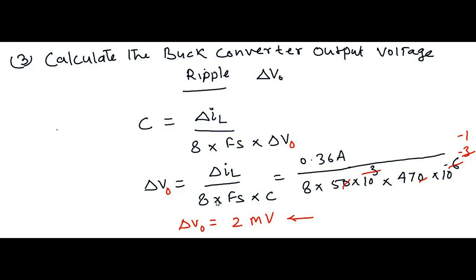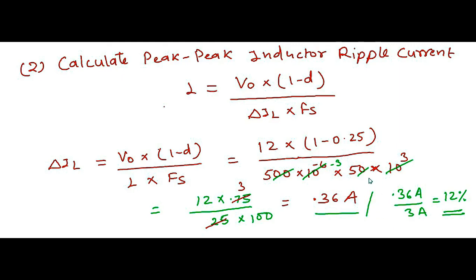So I hope you have understood how to calculate the duty cycle, the peak to peak inductor current, and the output voltage ripple. And if you assume the delta V naught of your converter, by using this expression for C you can also calculate the output capacitance value. And by assuming the peak to peak inductor ripple current, you can calculate the L value. If you assume the output ripple voltage, you can calculate the C value.